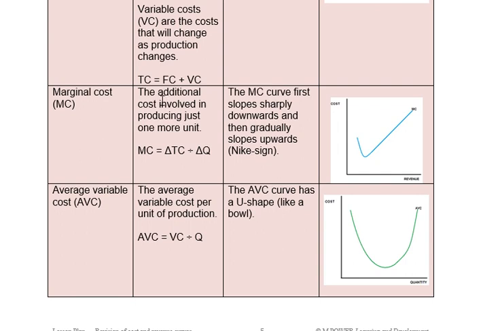The second type of cost we're going to look at is the marginal cost. I've already said marginal means additional. So if we're looking at the marginal cost, we are talking about the additional cost involved in producing just one more unit. So if I've produced 200 cupcakes, how much extra is it going to cost me to make just one more?